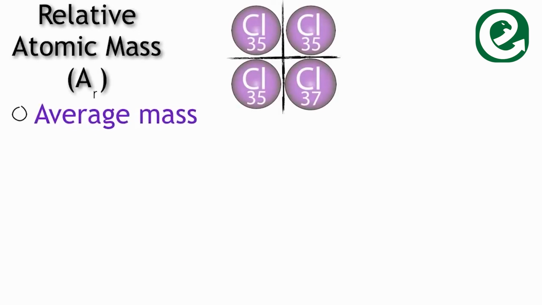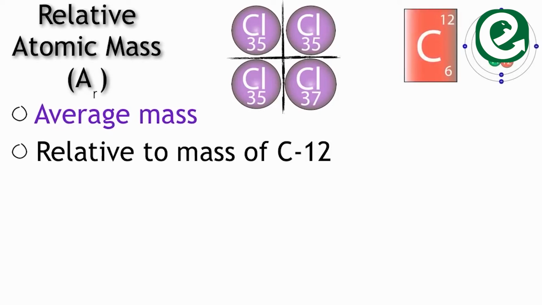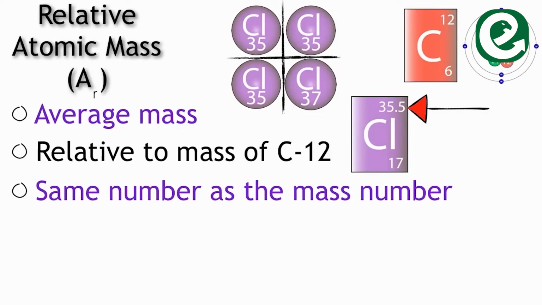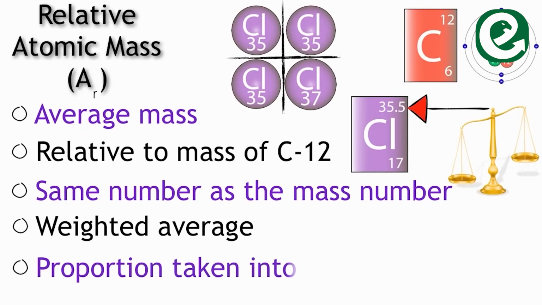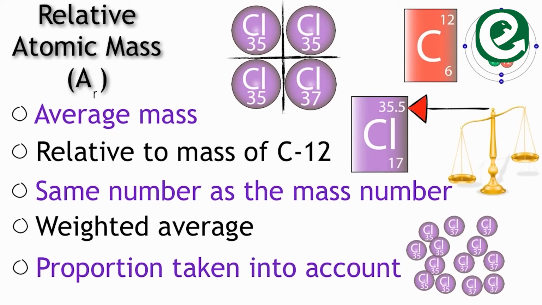So the relative atomic mass of an element is defined as the average mass of the naturally occurring isotopes of the element relative to the mass of an atom of carbon-12. On the periodic table, it is the same number as the mass number. The number is a weighted average, and when calculating its value, the proportion of an isotope in the sample must be taken into account.